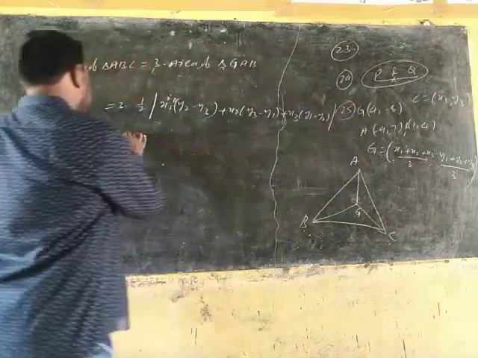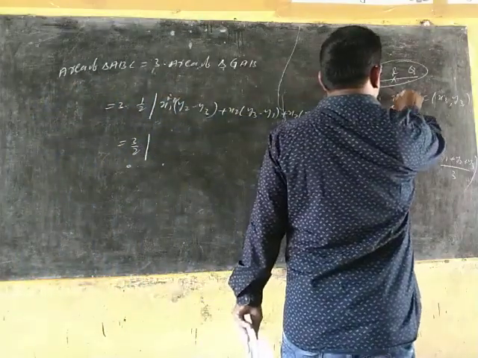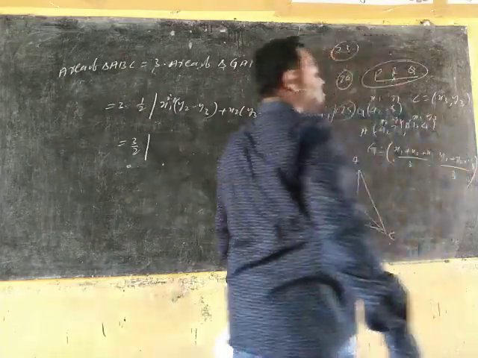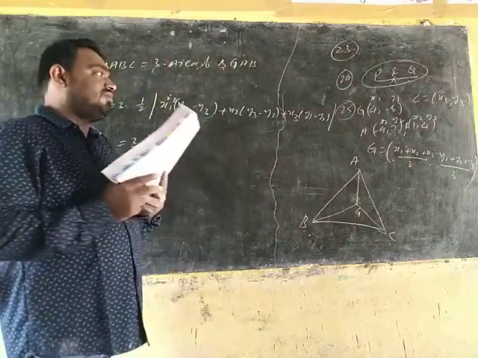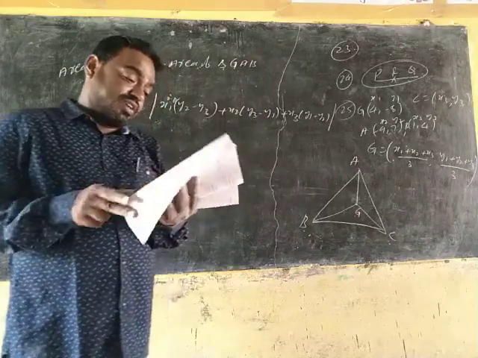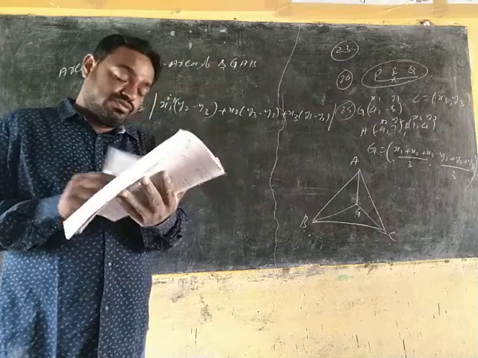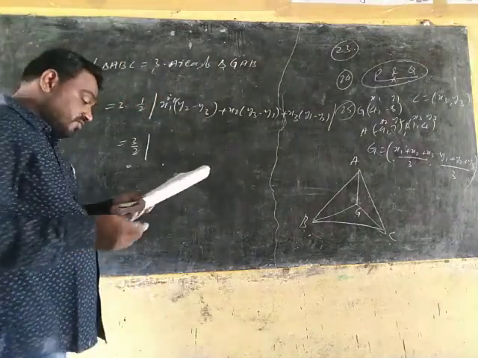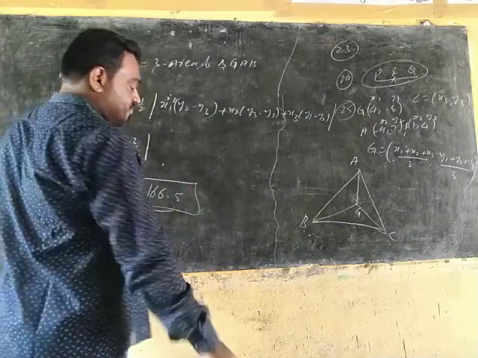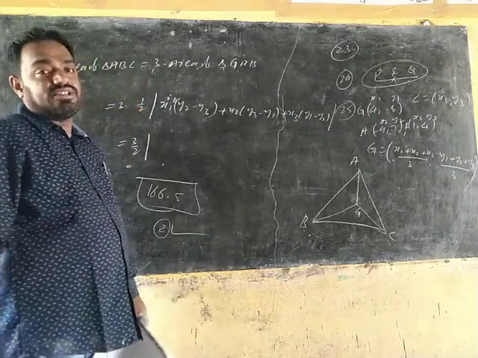And this is equal to 3 by 2 into modulus of. You substitute the points. This is x1 comma y1, this is x2 comma y2, this is x3 comma y3. This is the alternate method. Whichever you feel is easy, follow that method. For this 25th question, finally you are getting 166.5 as the answer. That is option 2, which is right for this question.